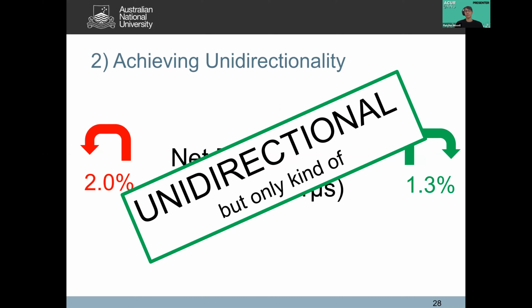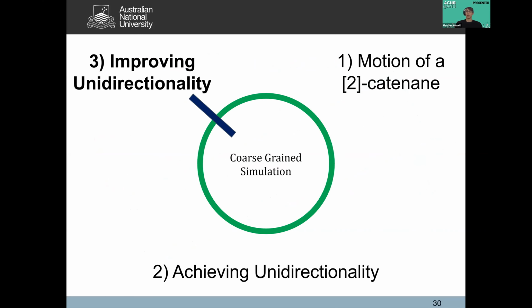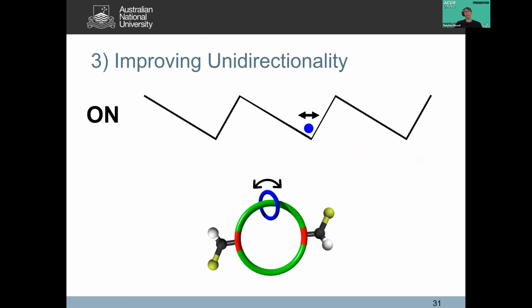So this is unidirectional motion of a catenane, and even just through a couple of simple steps, we've been able to define a chemical system that should be able to operate like a machine. But we achieve this with enough time to try and improve it. And so the optimum mechanism for improving this unidirectionality is to blink these blocking groups on and off.